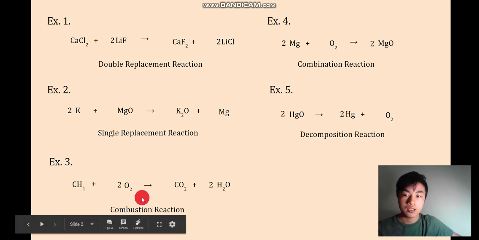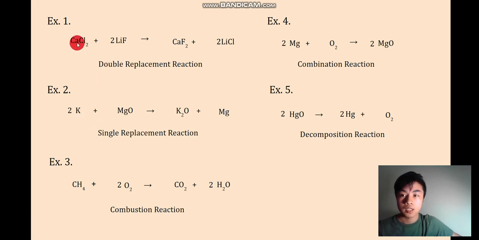Combustion reaction, to identify that really quickly, all you need to remember is that it's something reacting with oxygen to produce carbon dioxide and water. And then for double replacement reaction, it's usually the cations of an equation being switched. And then single replacement, it's usually just two ions in an equation being switched. So it goes from potassium plus magnesium oxide to potassium oxide and magnesium. It's just two ions being switched in an equation.